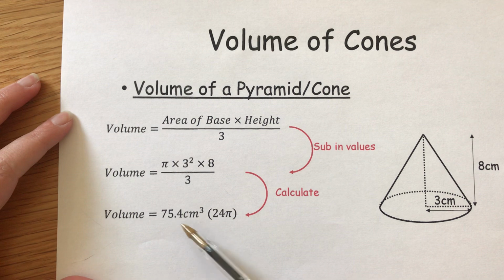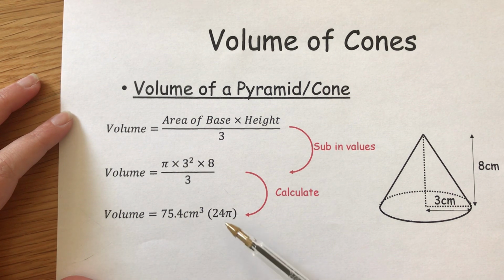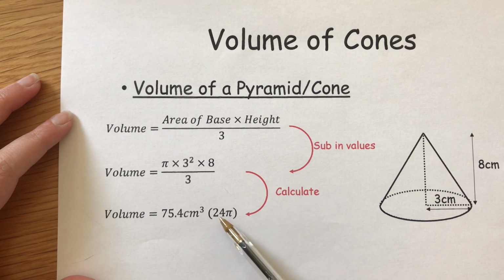Chucking it all inside your calculator gives you 75.4 centimetres cubed to one decimal place. Or sometimes they will ask you to leave your answer in terms of pi, and that would give us 24 pi, all done on your calculator.